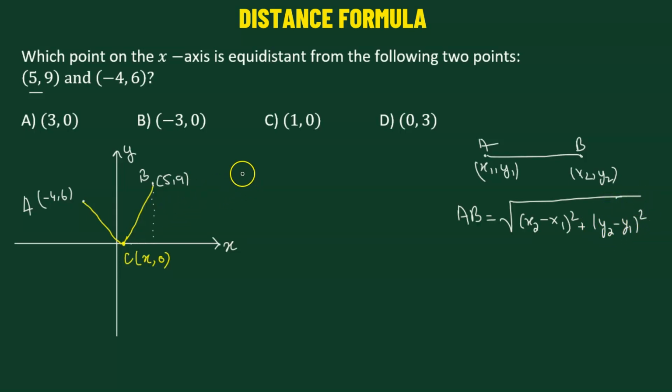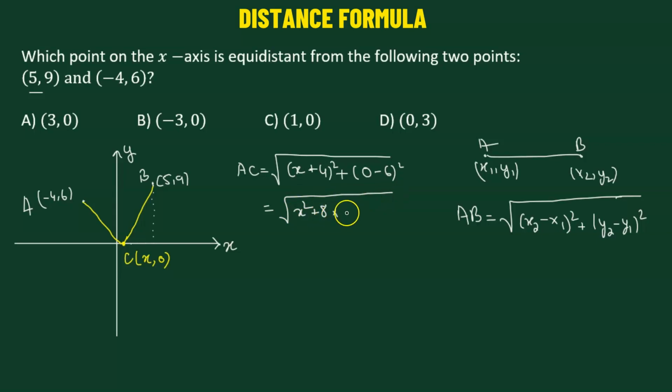So from the diagram, we can first find the value of AC. AC is going to be, we'll take the square root. Underneath the square root, first we take the difference of the x coordinates. So we have x minus (-4), so that makes it x plus 4. So we have (x plus 4) whole squared, added to the difference of the y coordinates, (0 minus 6) whole squared. So this will be equal to x squared plus 8x plus 16, since 4 squared is 16, and 6 squared is 36. So 36 plus 16 is 52. Let's keep this as number 1.